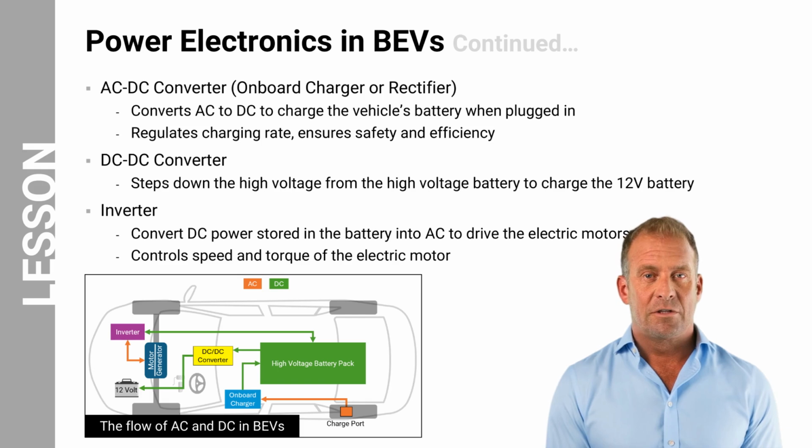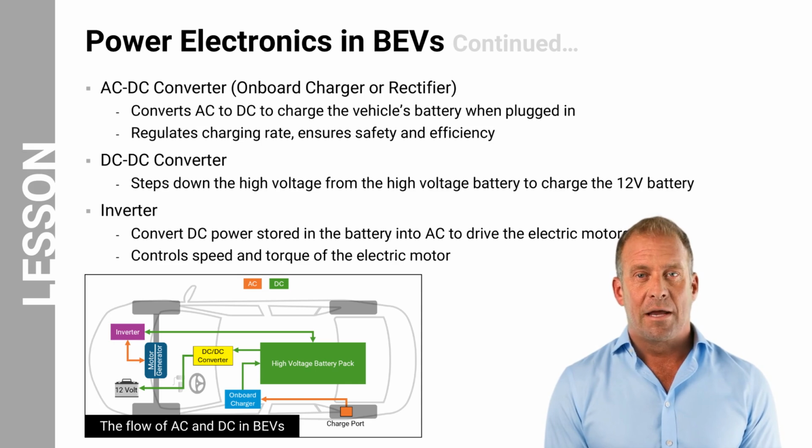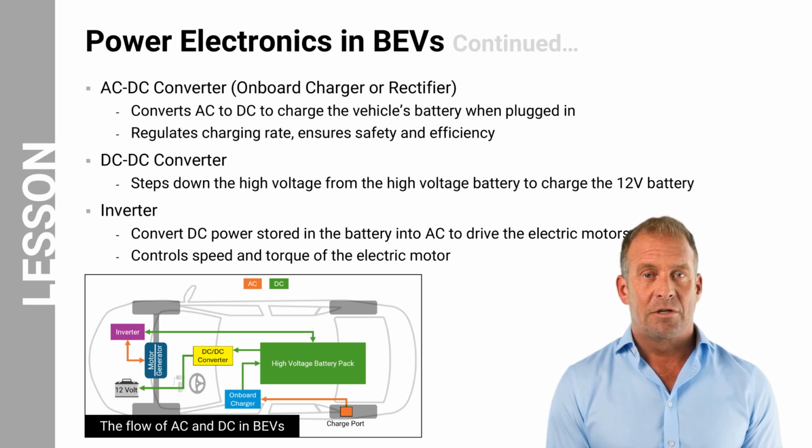The inverter converts the direct current from the high-voltage battery pack into alternating current to drive the electric motors. It also controls the speed and torque of the motor by adjusting the frequency and voltage of the AC output. During regenerative braking, the motor acts as a generator and charges the battery pack via the inverter, which converts alternating current from the motor into direct current.